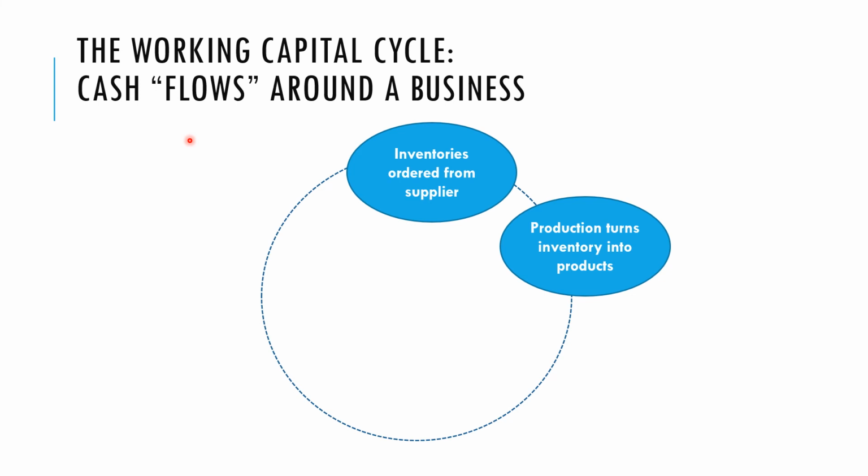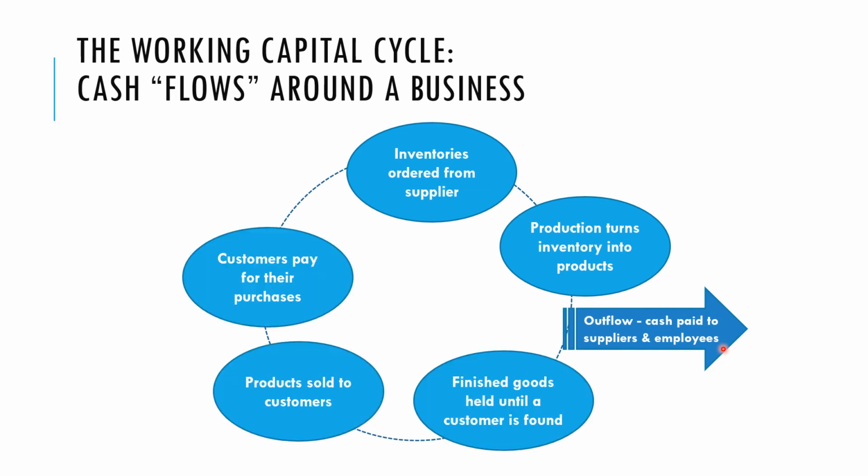Now, first of all, a business will order stock from a supplier. Then it will take that stock and turn it into products through the process of production. Now, these two steps will normally involve cash outflows paid to suppliers and employees: suppliers for the inventories, and payments to employees to produce. So the outflows have gone out fairly early on.